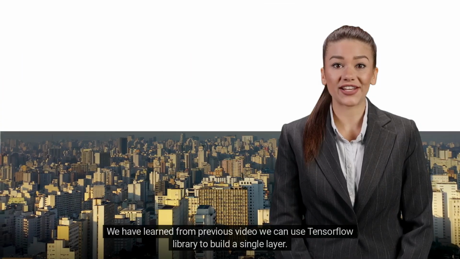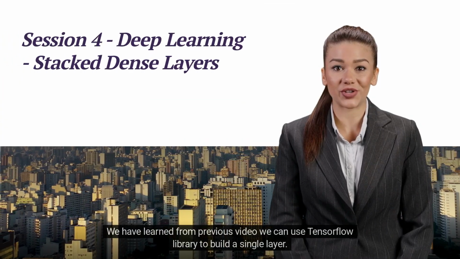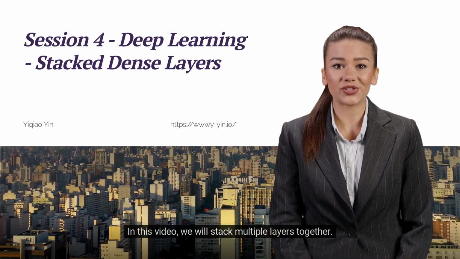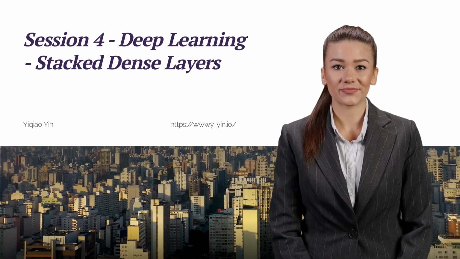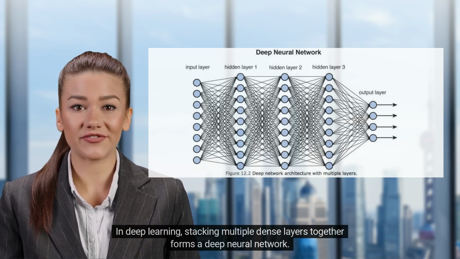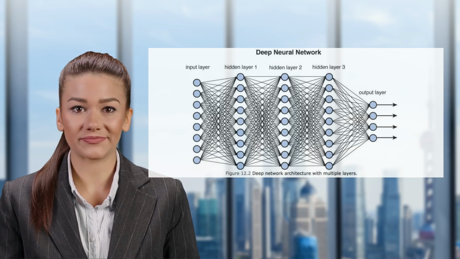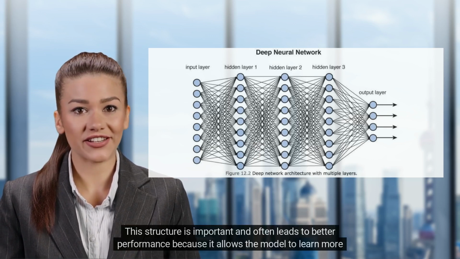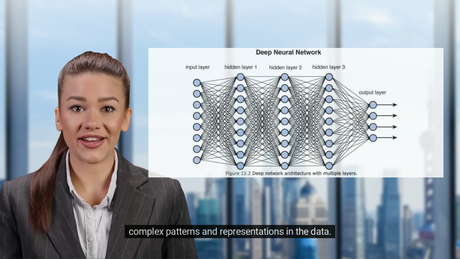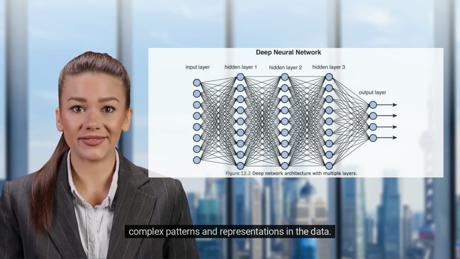We have learned from the previous video that we can use the TensorFlow library to build a single layer. In this video, we will stack multiple layers together. In deep learning, stacking multiple dense layers together forms a deep neural network. This structure is important and often leads to better performance because it allows the model to learn more complex patterns and representations in the data.